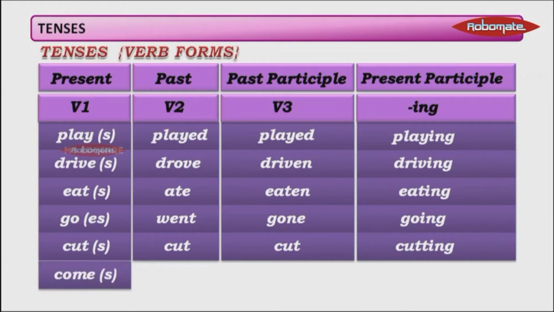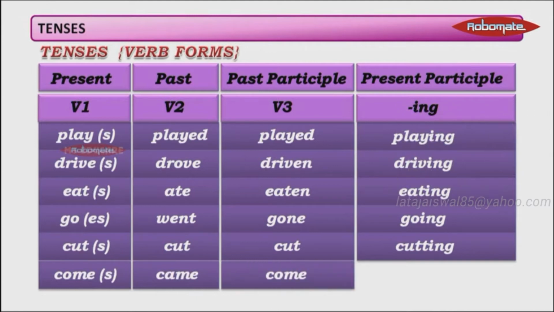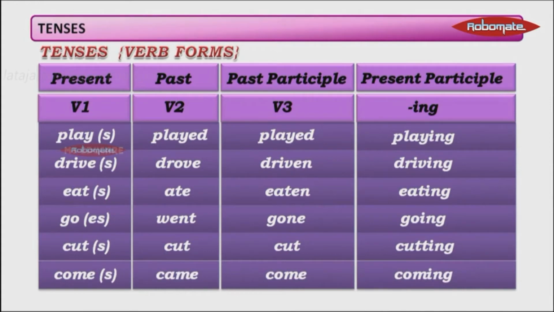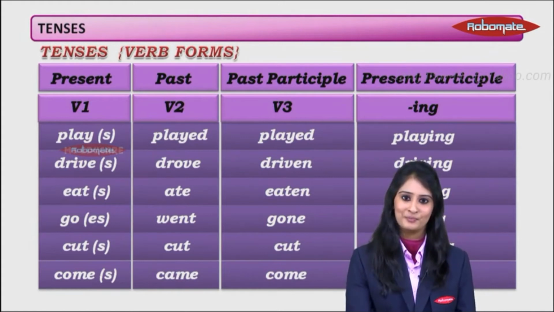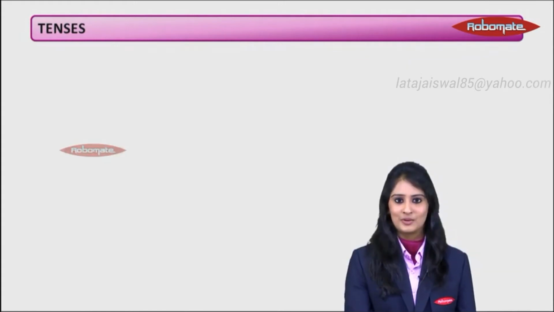The next one now. Come or comes, came, past participle will be come once again and the present participle is coming. Students, the past participles always end with ed or sometimes en, t, n, and there are certain irregulars also. Let's see the next one now.